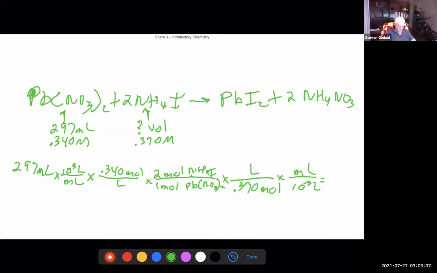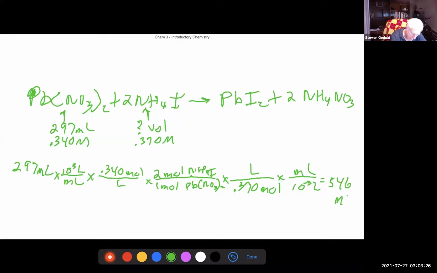297 times 0.34 times 2 divided by 0.37 should equal 546 milliliters.